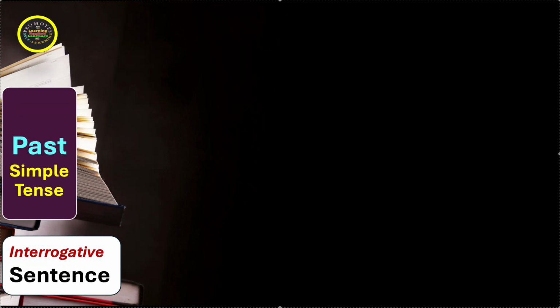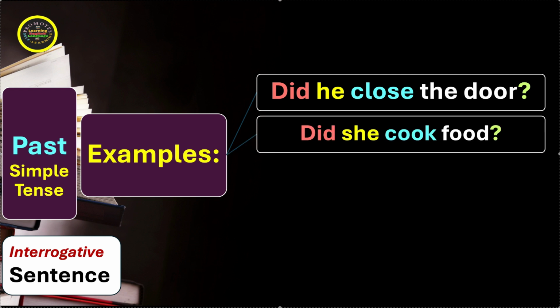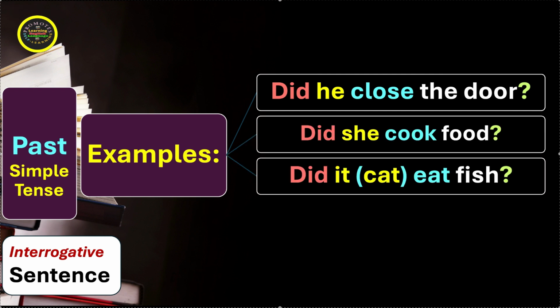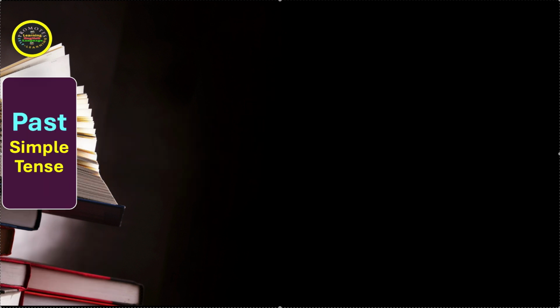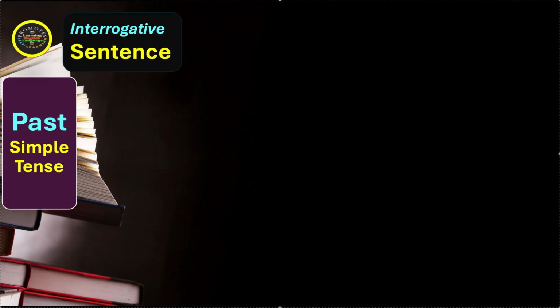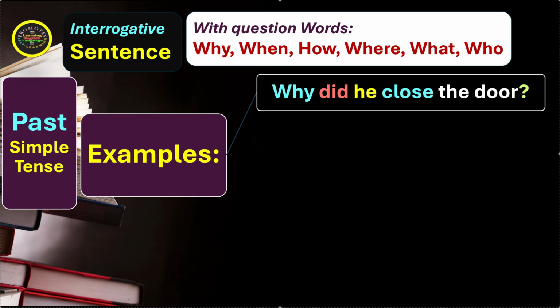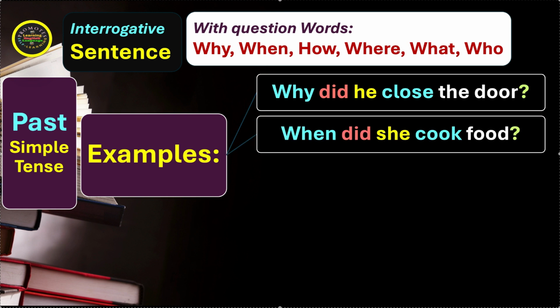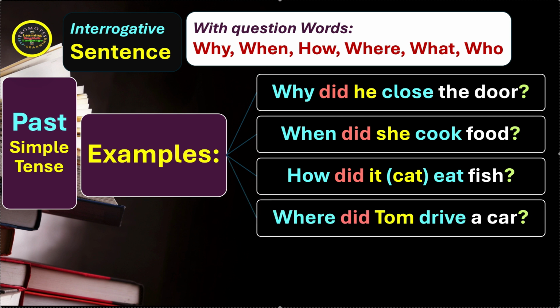Now let's see the examples in the interrogative form. Did he close the door? Did she cook food? Did it, for cat, eat fish? Did Tom drive a car? Now we continue our discussion. Past simple tense interrogative sentences with question words such as why, when, how, where, what, who. See the examples. Why did he close the door? When did she cook food? How did it, the cat, eat fish? Where did Tom drive a car?